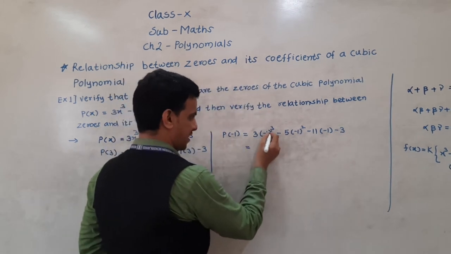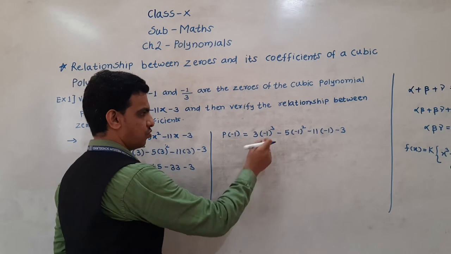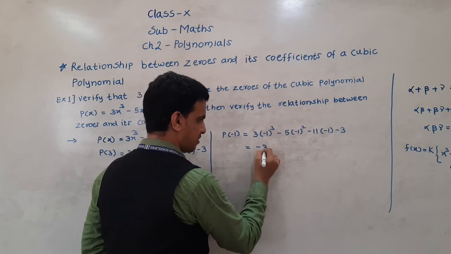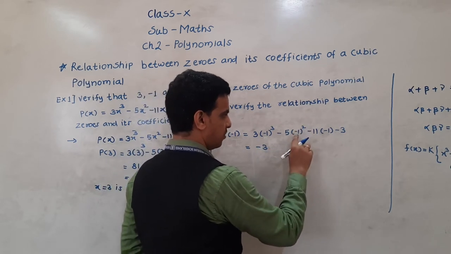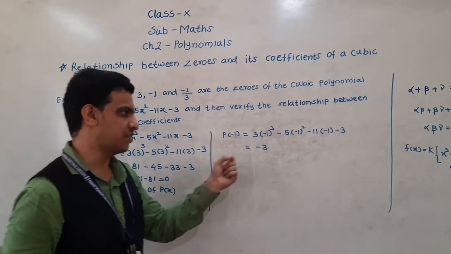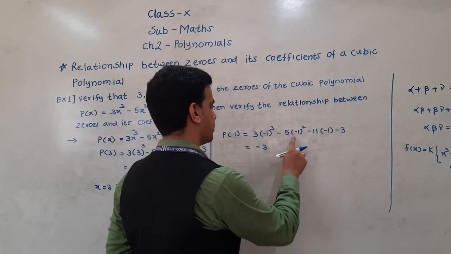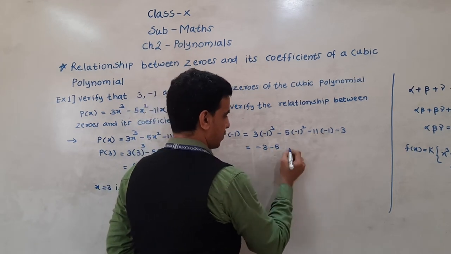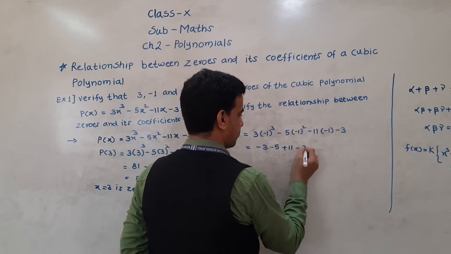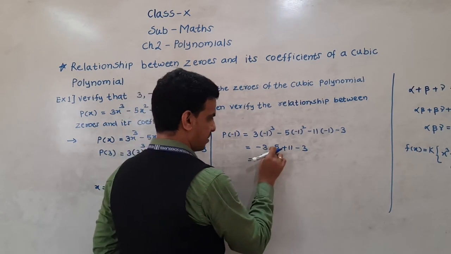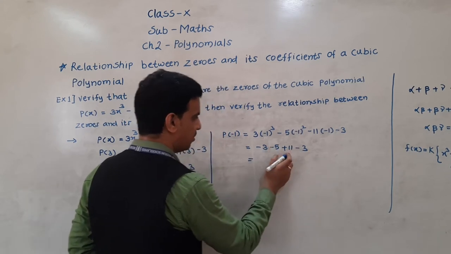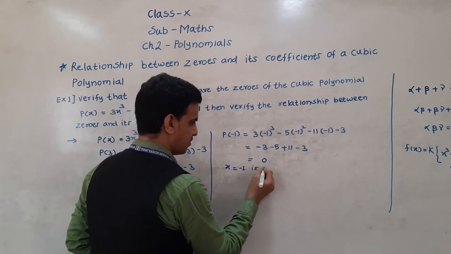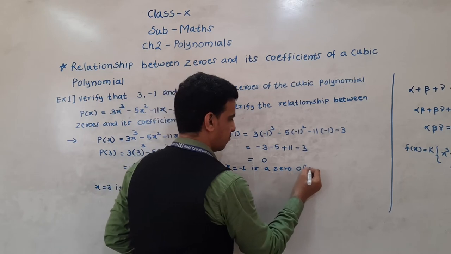So minus 1 cube is minus 1, because the cube of a negative number is negative. So minus 1 cube is minus 1, into 3, minus 3. Minus 1 square is 1, because the square of a negative integer is positive. So 1 into minus 5, minus 5, minus 11 into minus 1, plus 11, and this is minus 3. So minus 3 minus 5 is minus 8, minus 3 is minus 11, and this plus 11. So the answer is 0. So x is equal to minus 1 is a 0 of p of x.